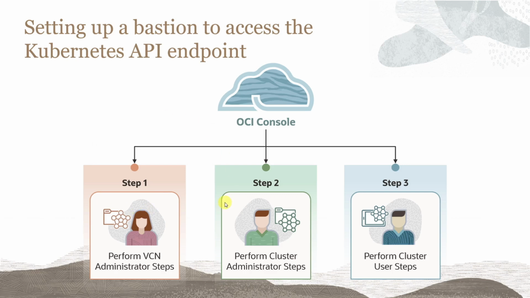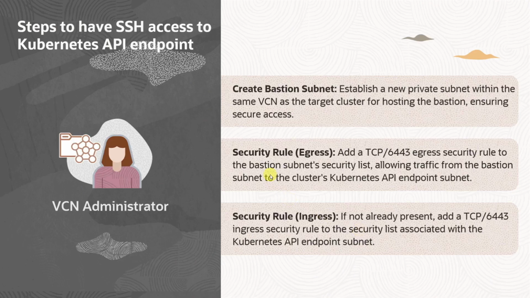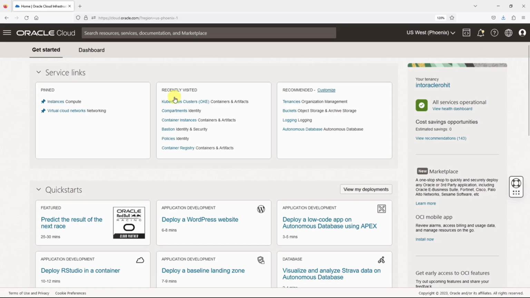As we covered in the lesson, the process of setting up a bastion to access the private Kubernetes API endpoint can be divided among various users such as VCN administrators, cluster administrators, and cluster users. However, for the purpose of this demo, I'll be consolidating all these tasks into a single user operation. So let's get started. I have logged in to my OCI console.